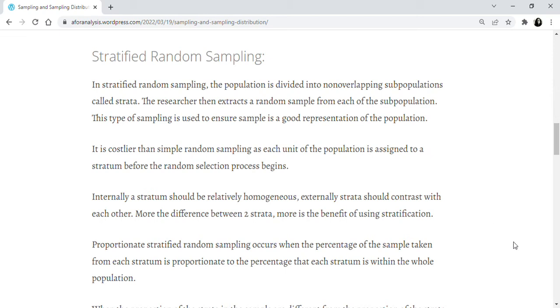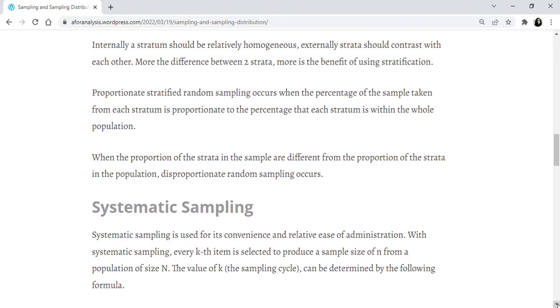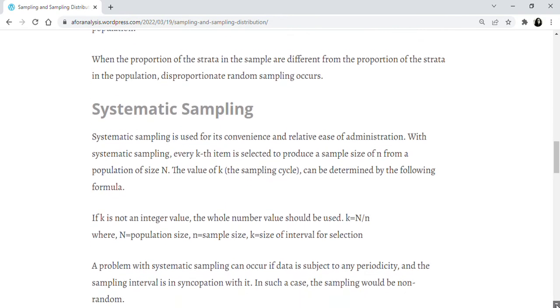Then proportionate stratified random sampling occurs when the percentage of the sample taken from each stratum is proportionate to the percentage that the stratum is within the whole population. So if we are able to maintain the proportion, then it will be a proportionate stratified random sampling. When the proportions of the strata in the sample are different, then it is disproportionate stratified random sampling, which is also possible, of course. Next we have systematic sampling.